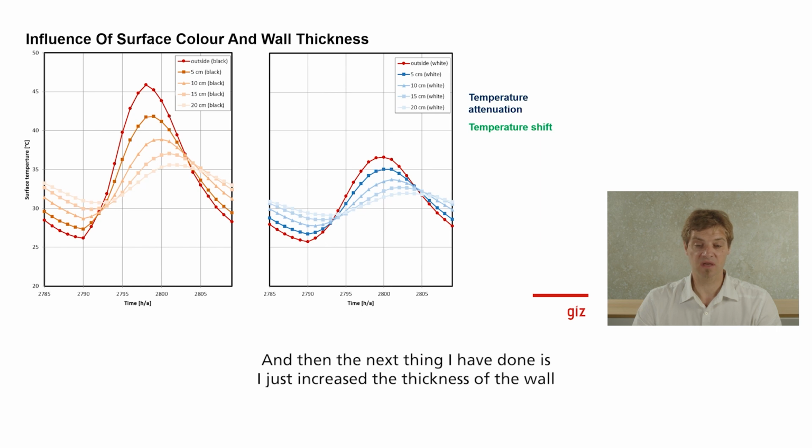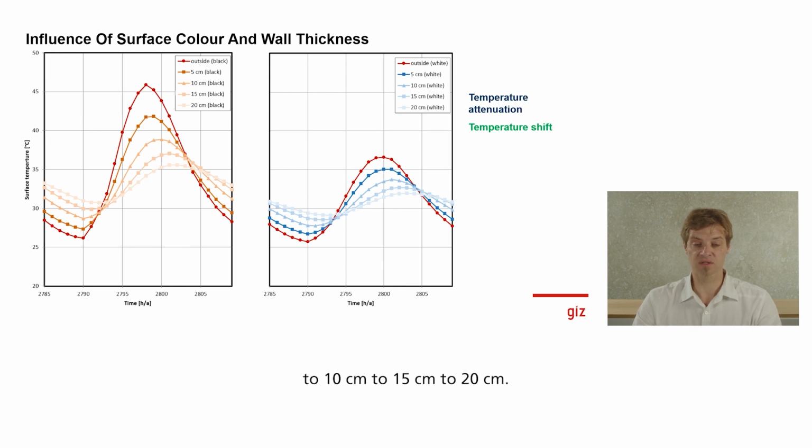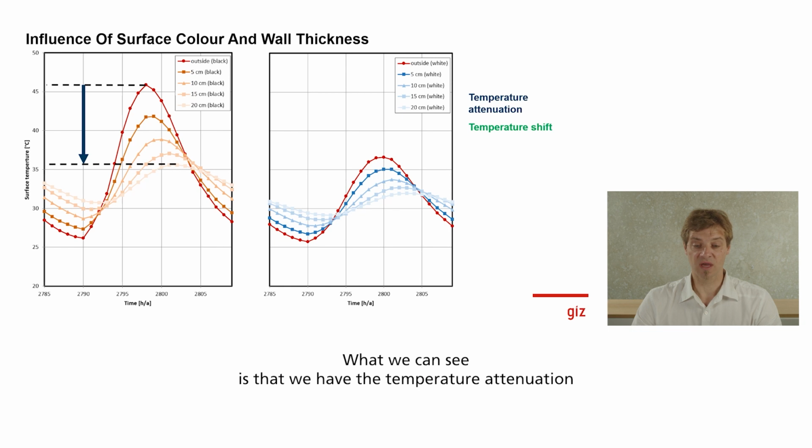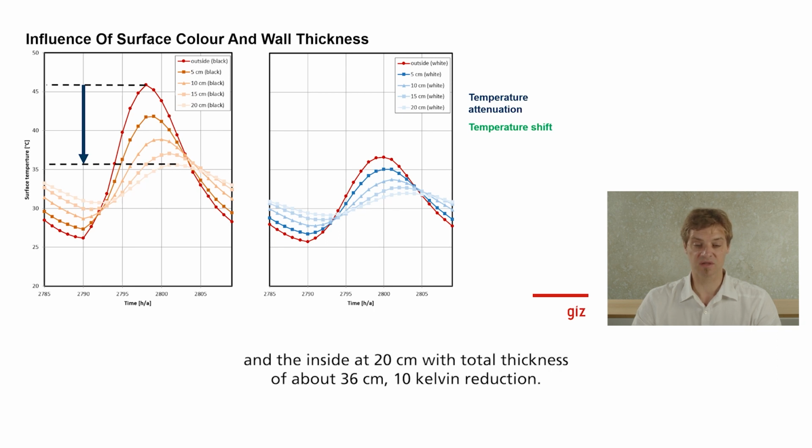And then the next thing I have done is I just increased the thickness of the wall by 5 centimeters, starting from 5 centimeters to 10 centimeters to 15 centimeters to 20 centimeters. And what we can see here is that we also have the temperature attenuation from the black surface: the outside temperature is around 47 degrees Celsius, and the inside at 20 centimeters is around 36 degrees, so a 10 Kelvin reduction.